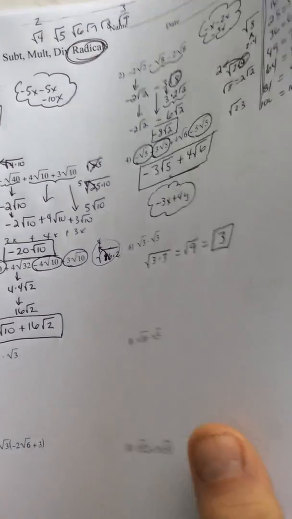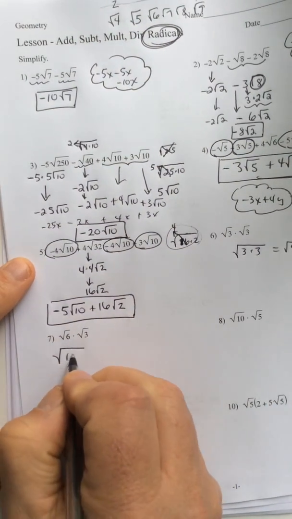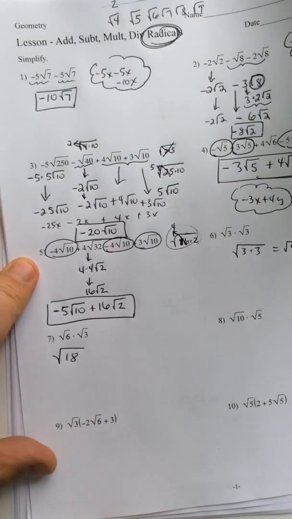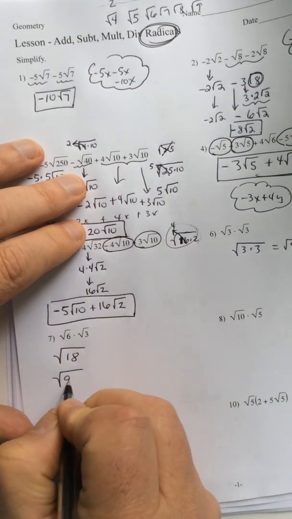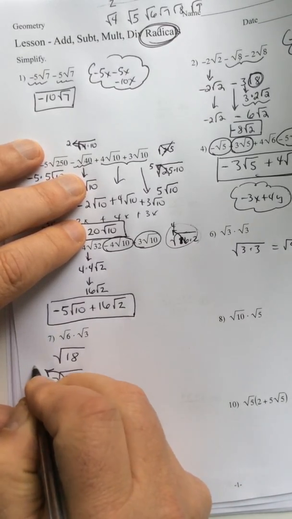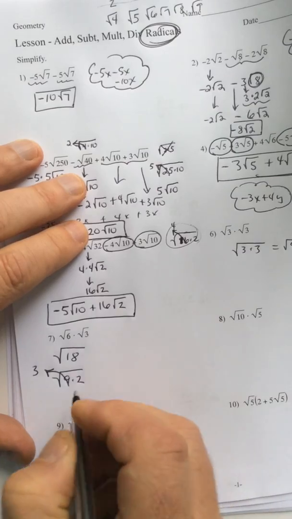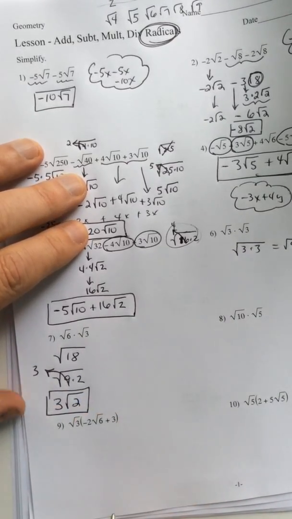Number 7, we got 6 times 3. So that's the same thing as the square root of 6 times 3, which is 18. But now the 18 has a perfect square in it because 18 could be written as 9 times 2. And now that 9 can break out, the square root of 9 is 3. So we have a 3 on the outside and a square root of 2 left on the inside.